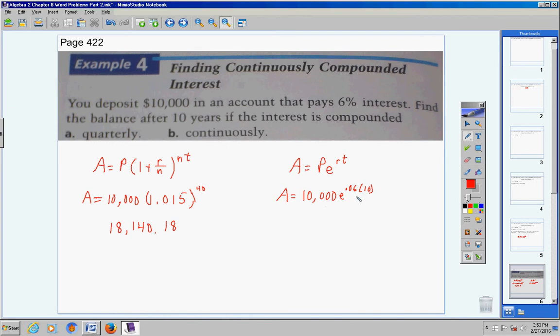Now, let's quickly get rid of this mess right here by taking 0.06 times 10, alright? And that's going to give us 0.6. Okay, 0.06 times 10 is 0.6. And now with your calculator, simply type in 10,000, then hit your E button, so this pops up, E arrow parentheses, then 0.6, then close your parentheses and hit enter, and you will get $18,221.19. All right, so there we go.